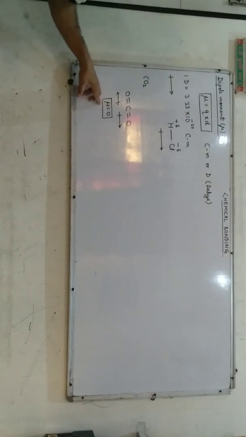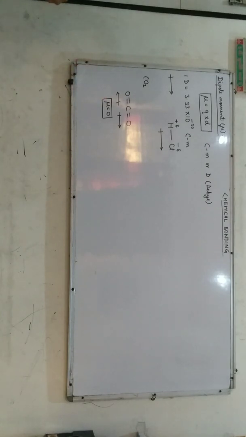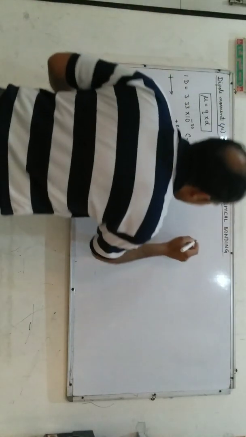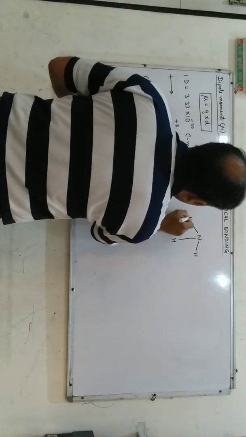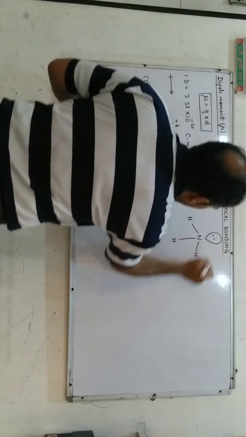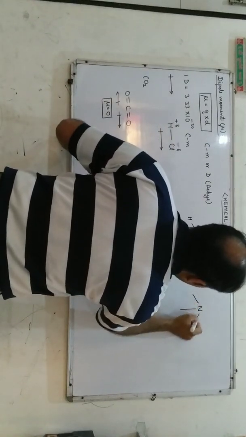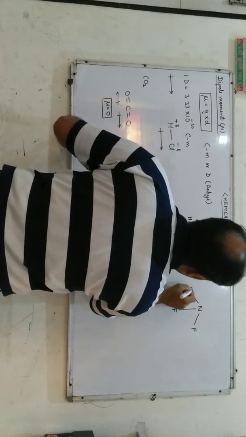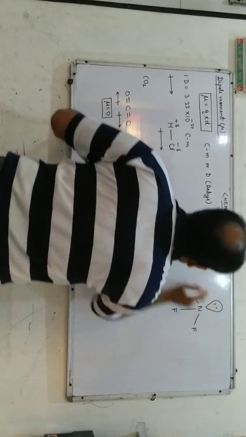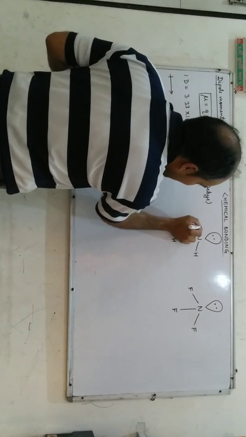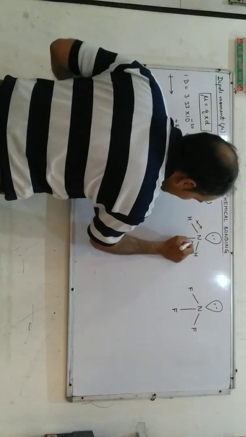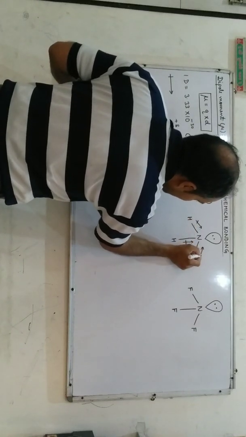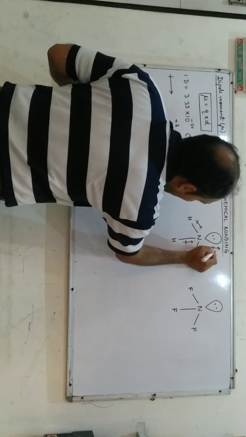Now let us consider the case of ammonia and NF3. We have to find which out of NH3 and NF3 has the larger magnitude of dipole moment. First we draw the structure of NH3, that is ammonia, and NF3, nitrogen trifluoride. In case 1, out of hydrogen and nitrogen, nitrogen is more electronegative and pulls electrons toward itself like this. Also there is a dipole moment due to the lone pair in the upward direction.